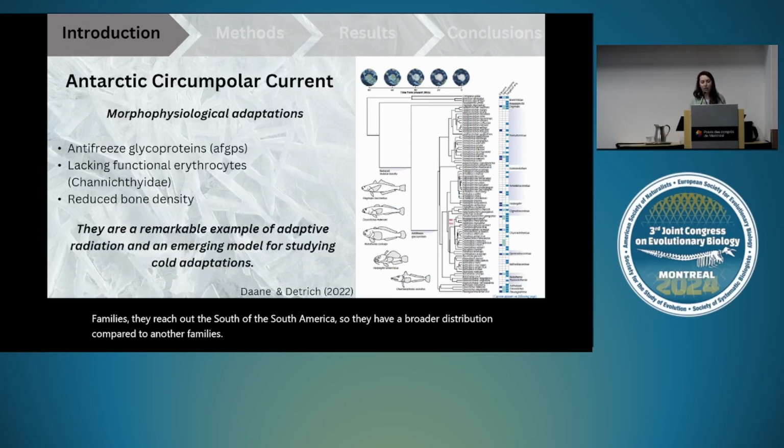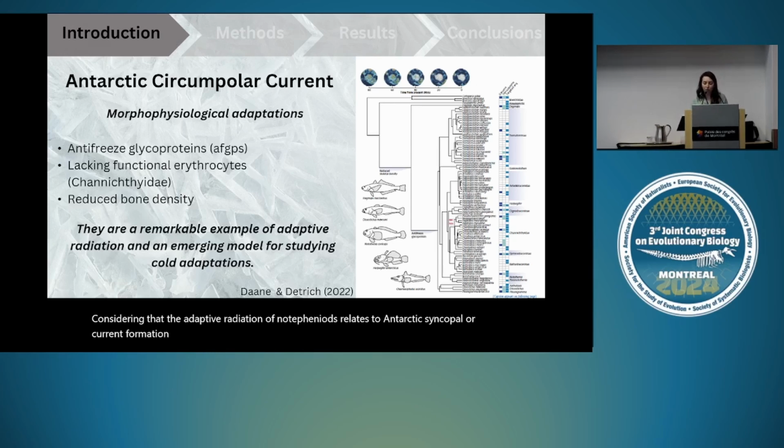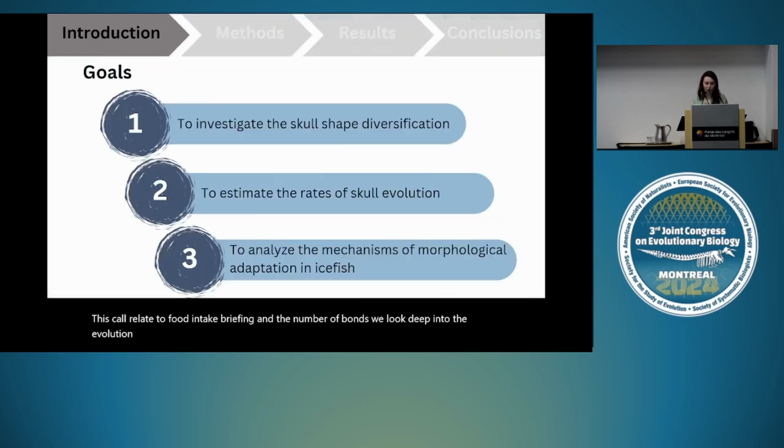Considering that, the adaptive radiation of notothenioids relates to the formation of the Antarctic circumpolar current. Well-established studies have been conducted on their morphological adaptations, such as antifreeze glycoproteins, lack of functional erythrocytes, and reduced bone densities. However, considering the fundamental aspects of the skull related to food intake, breathing, and the number of bones, we look deeper into the evolution of their skull shape.